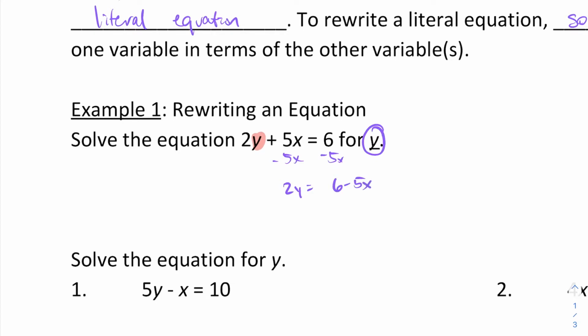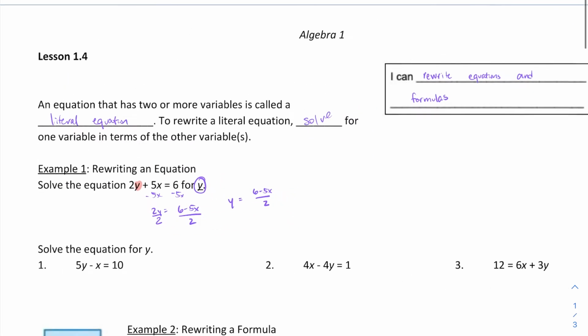Can I combine 6 minus 5x? No, because the 6 does not have an x, right? So I leave it like 6 minus 5x. And then I want y by itself. It's 2 times y, so I divide by 2. Divide everything by 2. You leave it just like this. You have y equals 6 minus 5x over 2. Okay, so that's all you are doing. So why don't you try 1, 2, and 3 on your own.